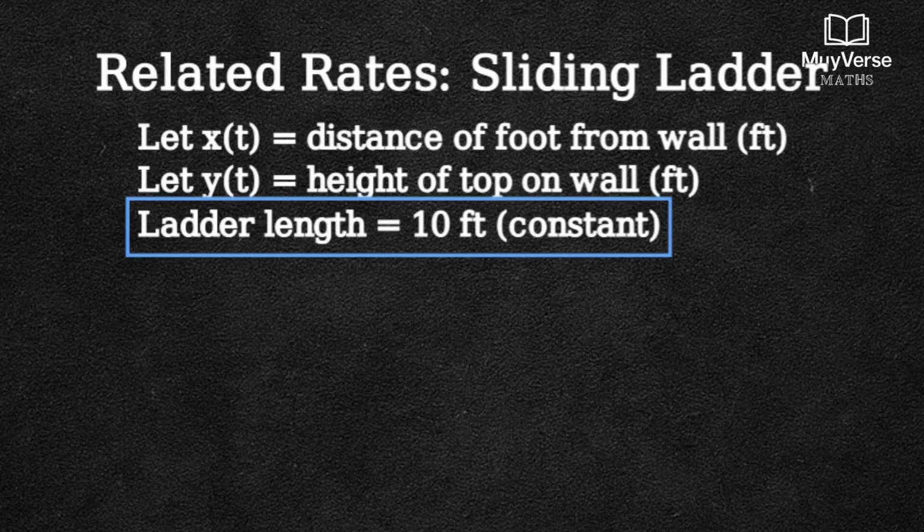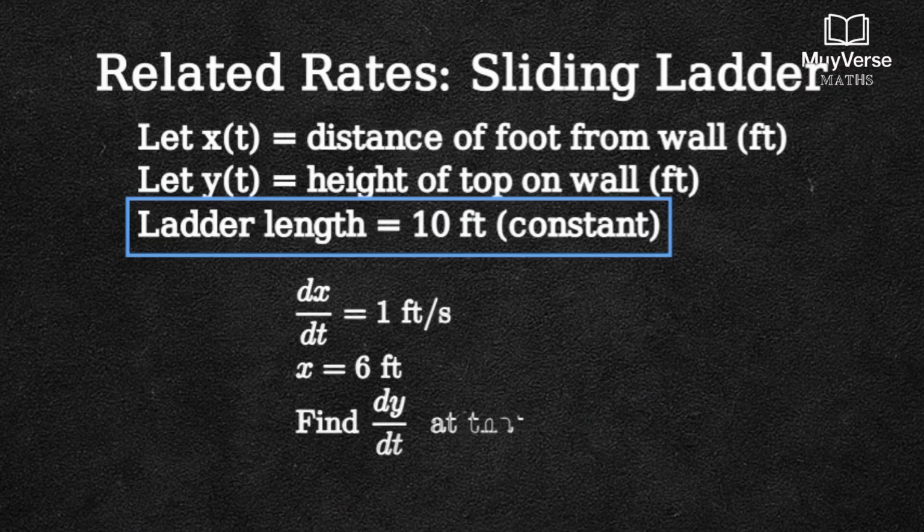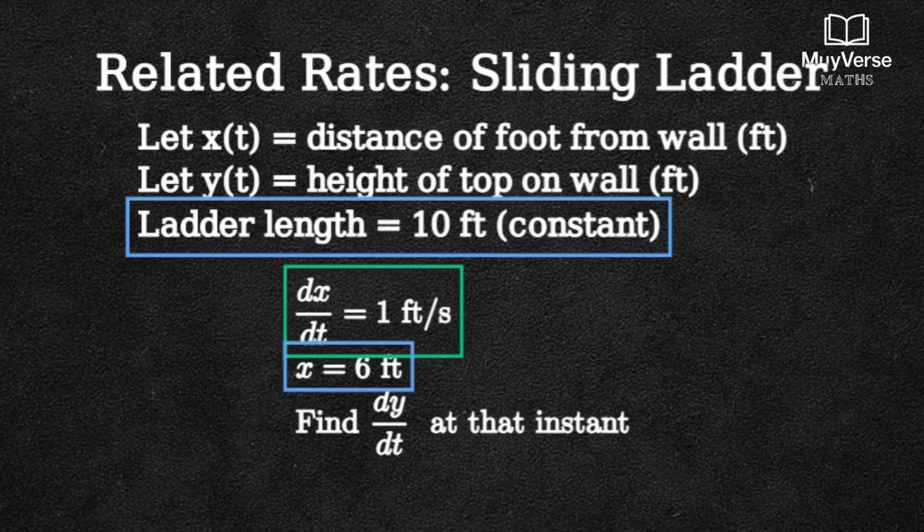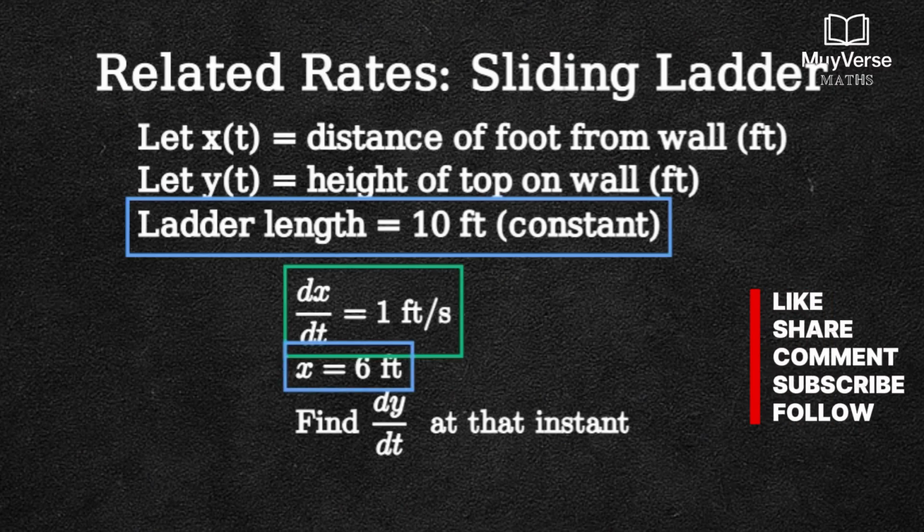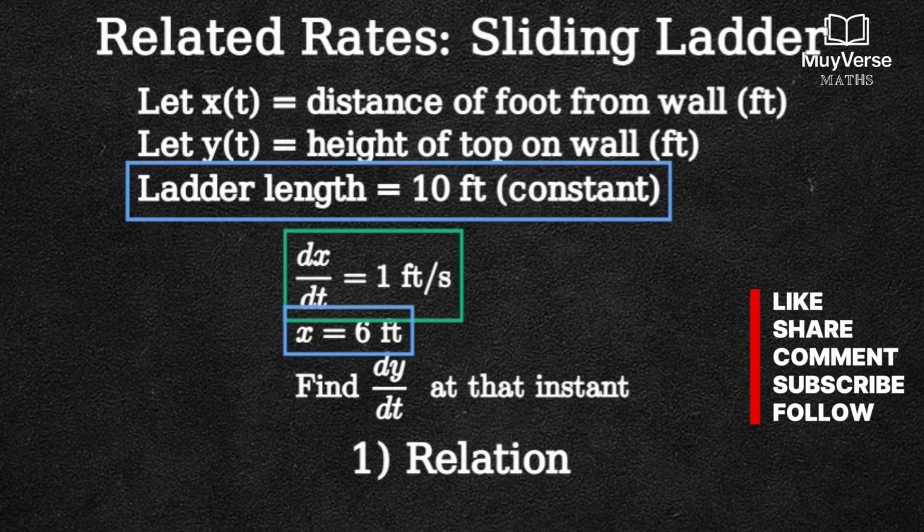The ladder length is 10 feet. We are told that dx by dt equals 1 foot per second. The foot is moving away. At the instant when x equals 6 feet, we want dy by dt, which will be negative because the top slides down. Step 1. Write the geometric relation using the Pythagorean theorem.